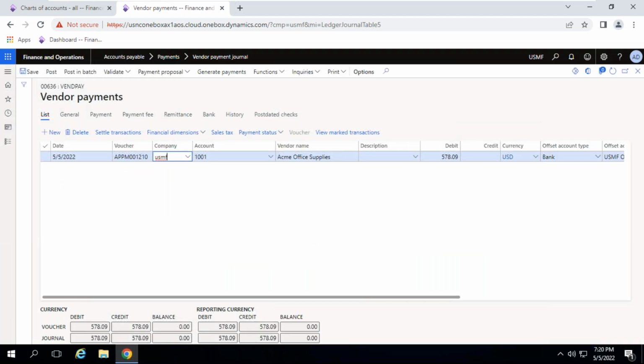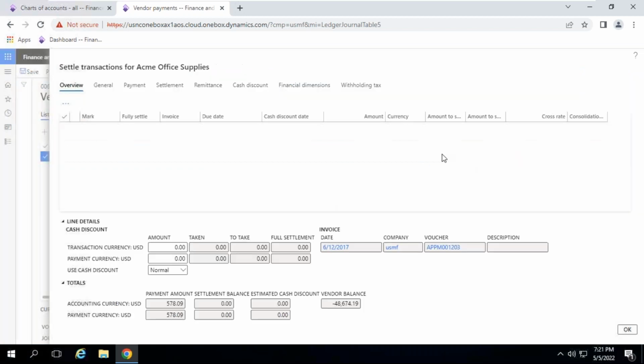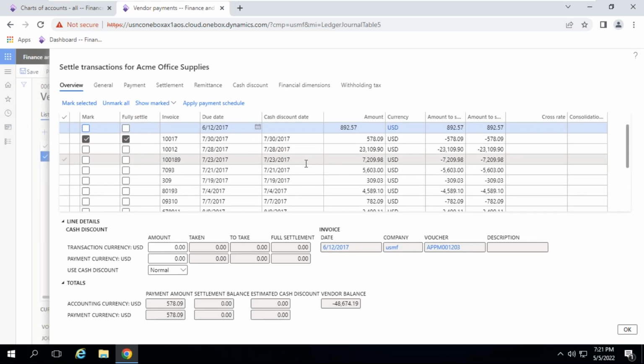What I was understanding is that when I select the fully settle checkbox, all the open items for this particular vendor should automatically get selected. I tried that, but it didn't. No, it's not that one. Fully settlement means I don't want partial. Okay, fine.